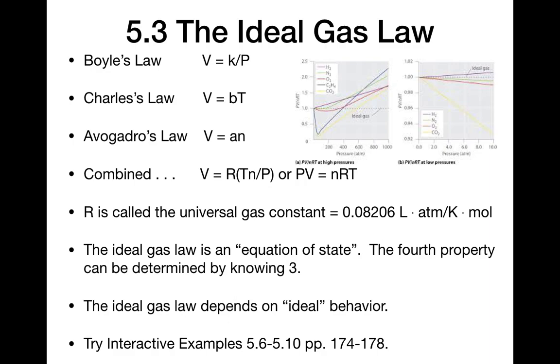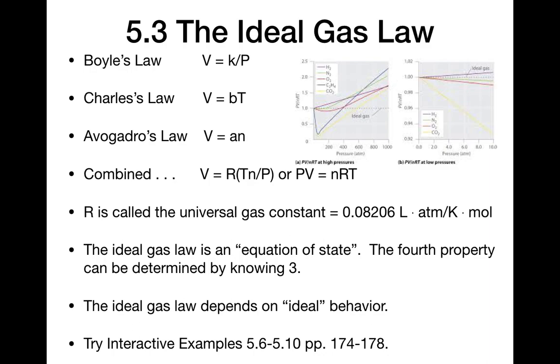We call it an equation of state because it is an equation that describes the behavior of a gas, one of the states of matter. With this equation of state, any three properties can be used to find the fourth. So you can use P, V, and T to find moles, for instance, or you can use moles, volume, and pressure to find temperature. Now, the ideal gas law depends on it being at ideal conditions, which would be high temperature and low pressure.